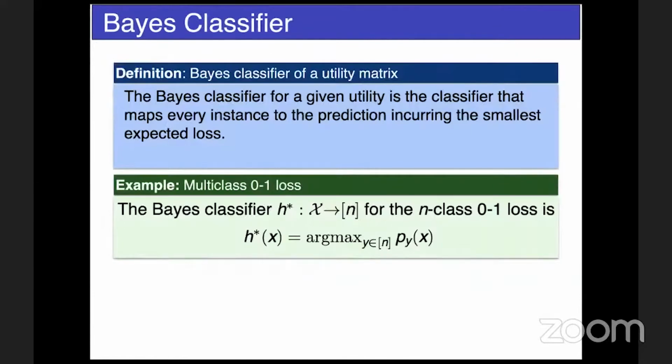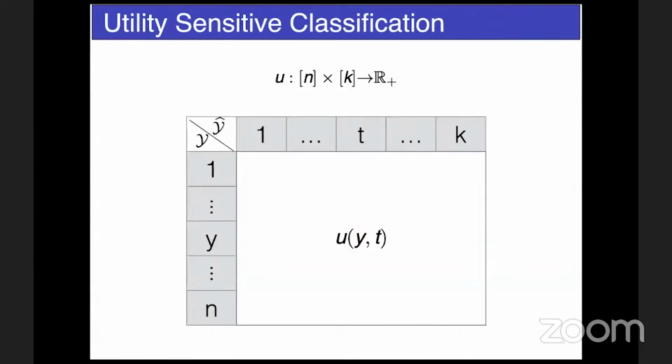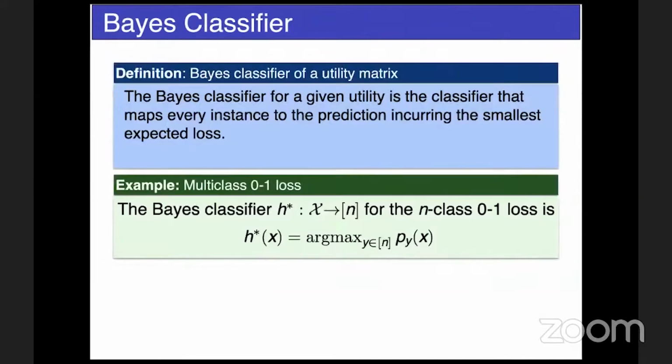So, well, now you have this utility matrix. You can ask what is the best possible answer that you can get. And there is a name for that. The classifier that does the best for a given utility matrix is called the Bayes classifier of a utility matrix. So here's the definition, which I'll just read out. The Bayes classifier for a given utility is the classifier that maps every instance to the prediction incurring the smallest expected loss. So if you don't understand it fully, don't worry about it.